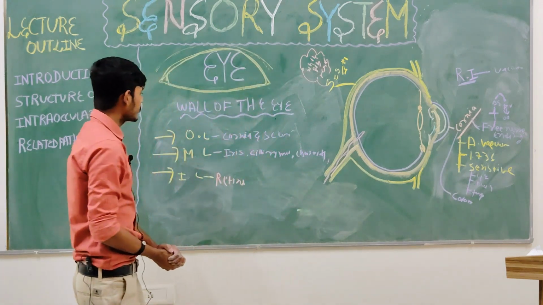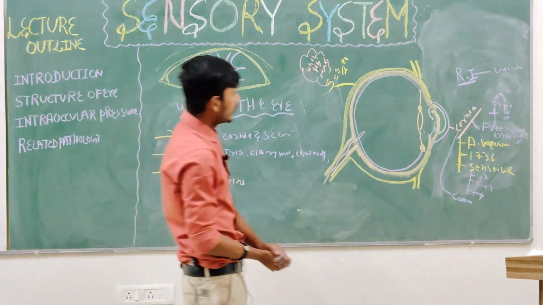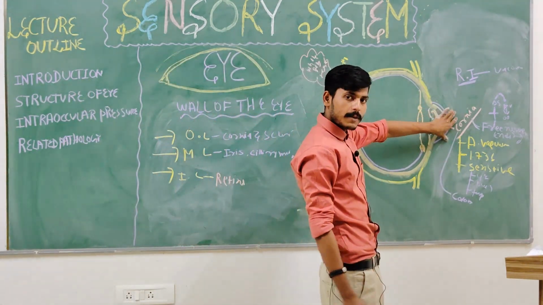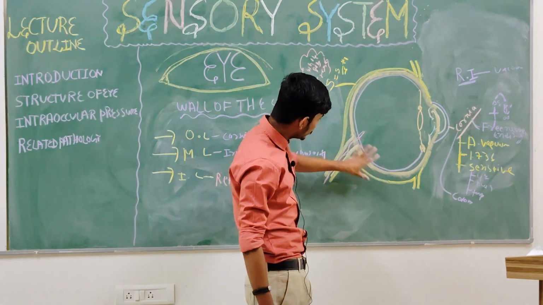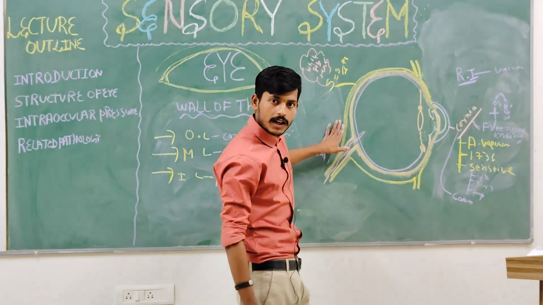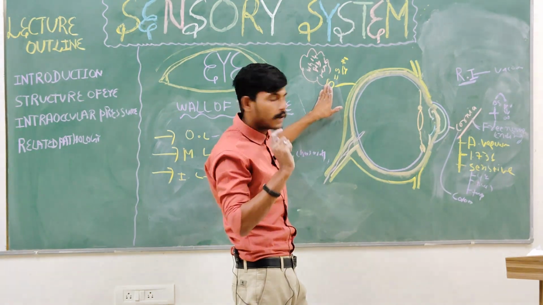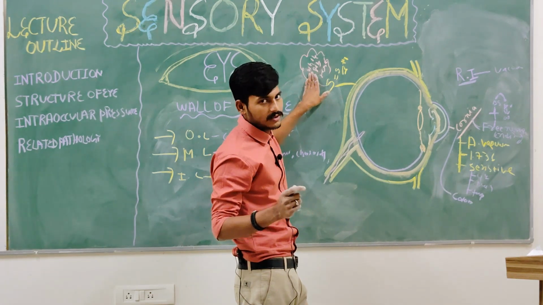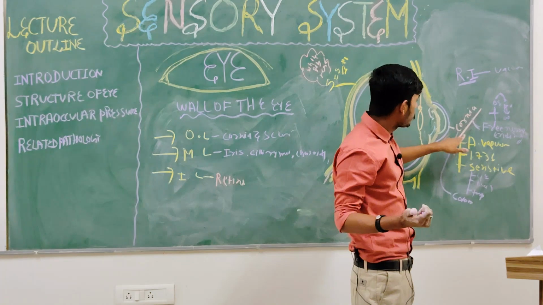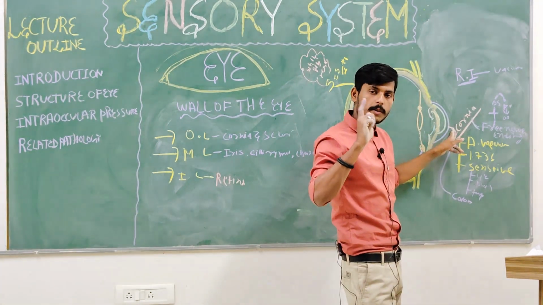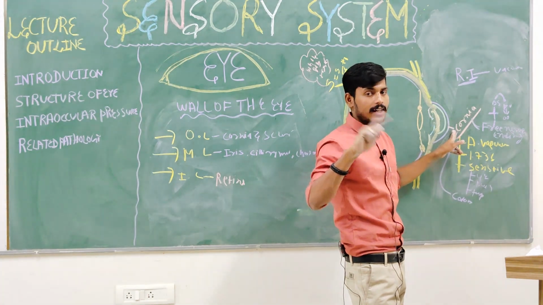So till now we discussed the first layer of the eye, that is the cornea and the sclera. The cornea is present in the anterior aspect of the eyeball, and the sclera is present in the posterior part. The sclera is the white portion of our eye, made up of white fibrous tissue. About the cornea, remember that it is transparent, it has free nerve endings, and it is avascular.